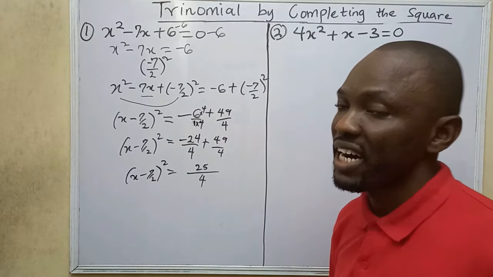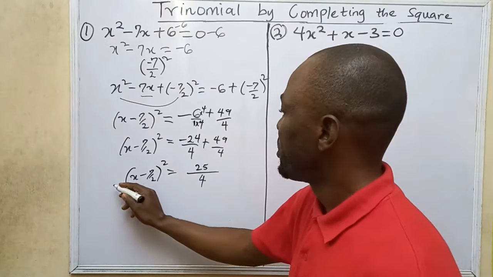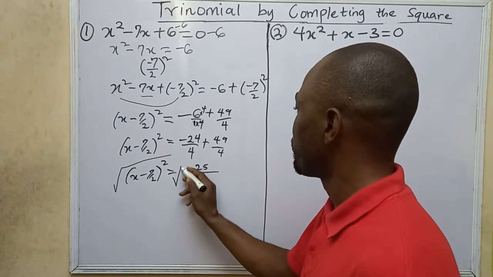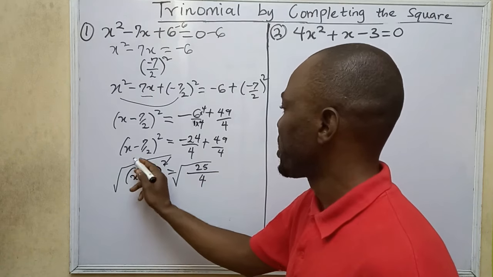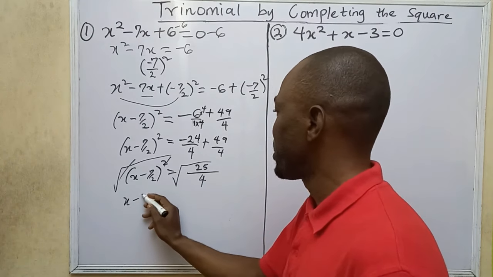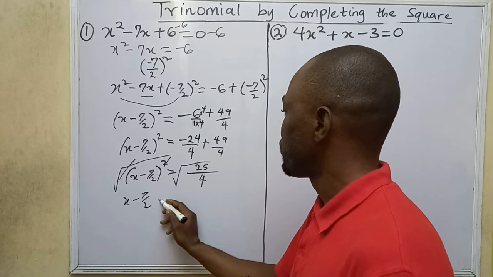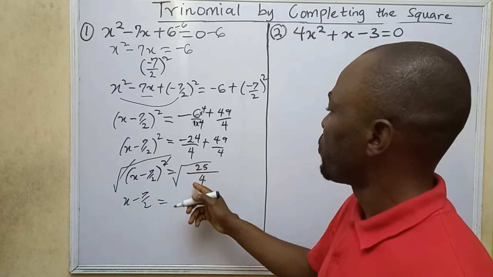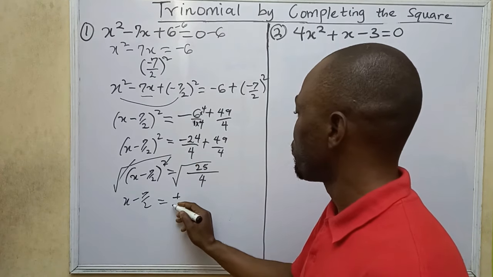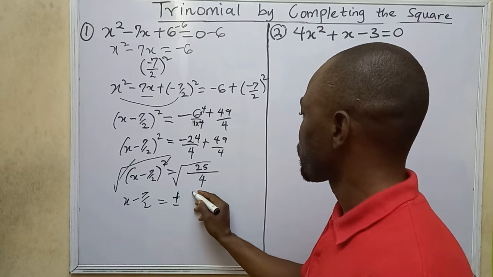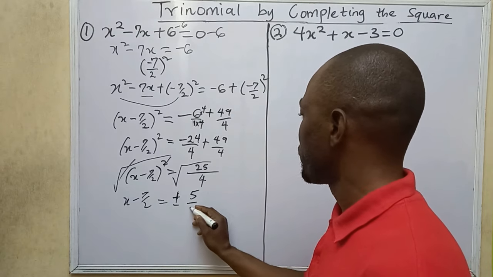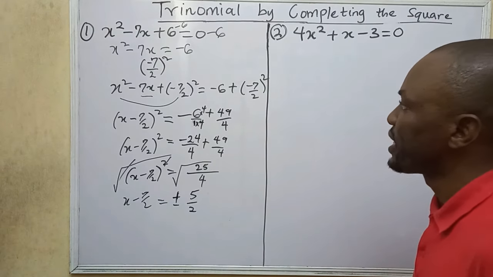Now, I want to find the value of x, so I need to find the square root of both sides. The square will cancel the root. So x minus 7/2 will be equal to plus or minus the square root of 25 over 4. The square root of 25 is 5, and the square root of 4 is 2, right?